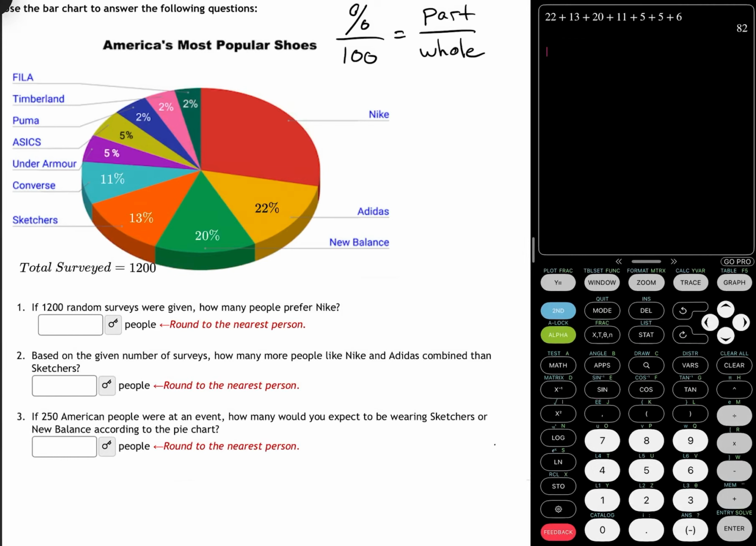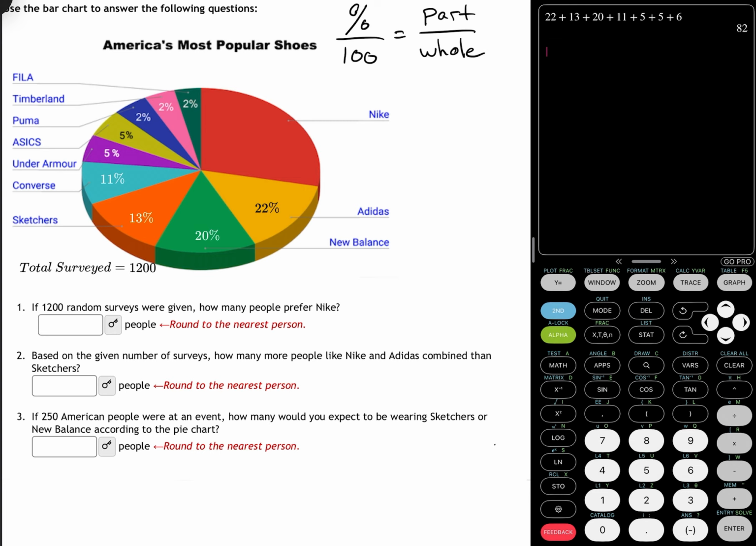All right, in this video we're going to talk about how to analyze and use a pie chart to answer some questions. Remember that a pie chart is going to be built off your percents. As you can see, the percents are labeled for each of the sectors for the types of shoes in this particular scenario. And of course, a full circle adds up to 100%.